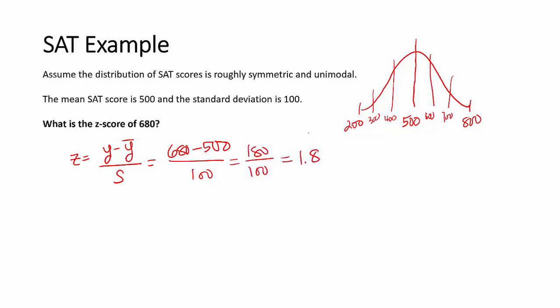We get 1.8. So a z-score of 1.8, we can already see that 680 will be right here. Oh, that's perfect. We would expect that to be a little less than 2 standard deviations away. Okay, so let's see how we can now use that to answer some other questions.